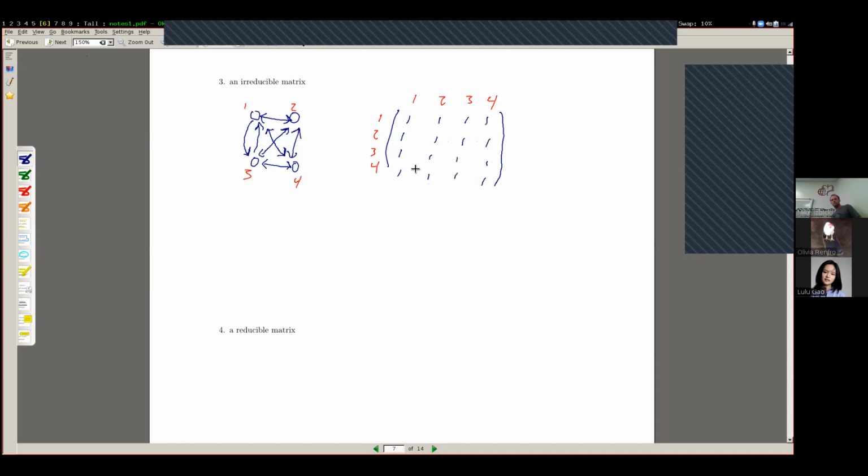And the idea of the irreducible matrix is that no matter where you start in this graph, you can follow some of these arrows. And if you choose the right arrows to follow, you can reach any other node in this graph.